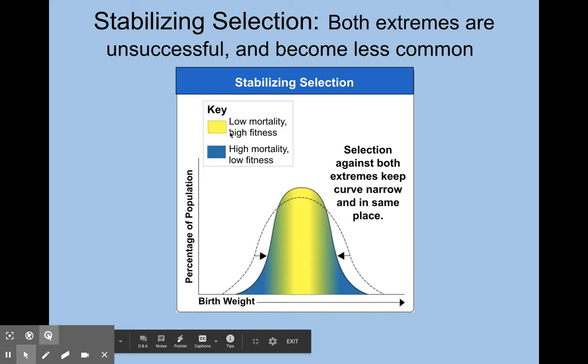So the example we use for this is when we're talking about birth, so actual human birth. So those that are more found in the middle here, that have a more average weight, are more likely to survive. So those that have a lower birth weight are less likely to survive, and ones that are a higher birth weight are less likely to survive. So this selection prevents against both extremes and kind of narrows the curve. So it makes this more common in the middle here.